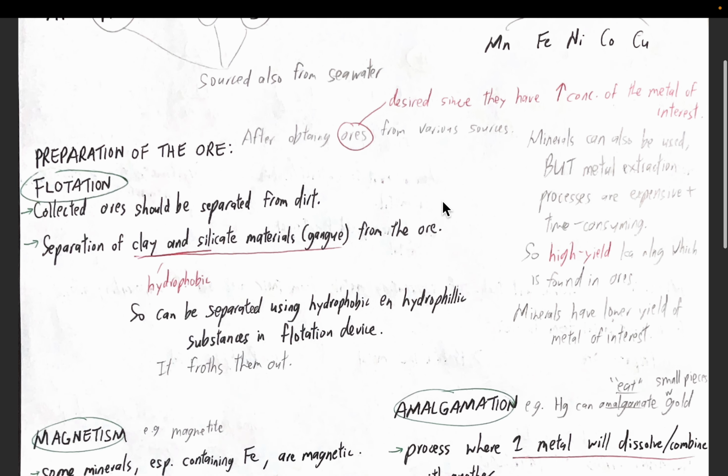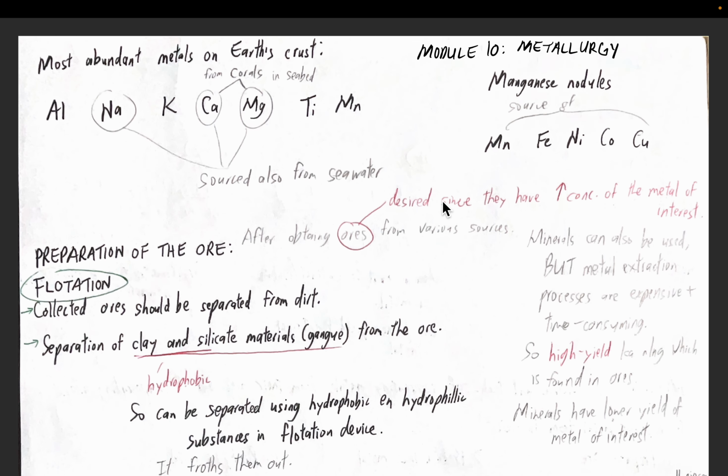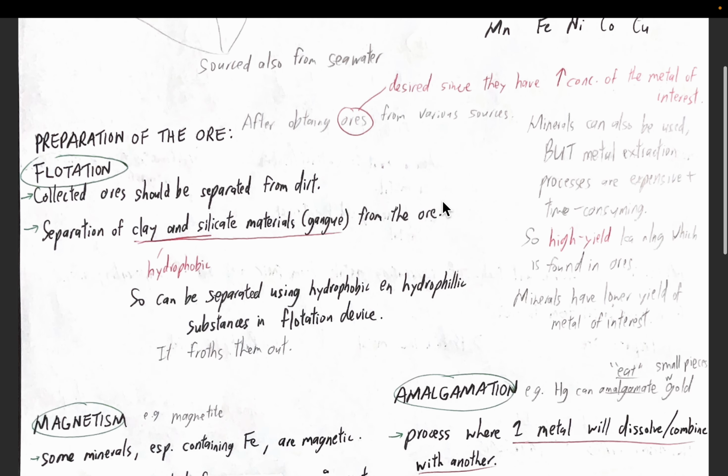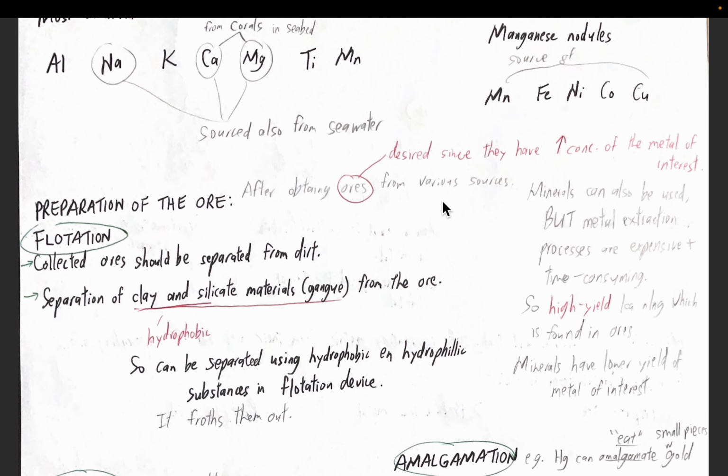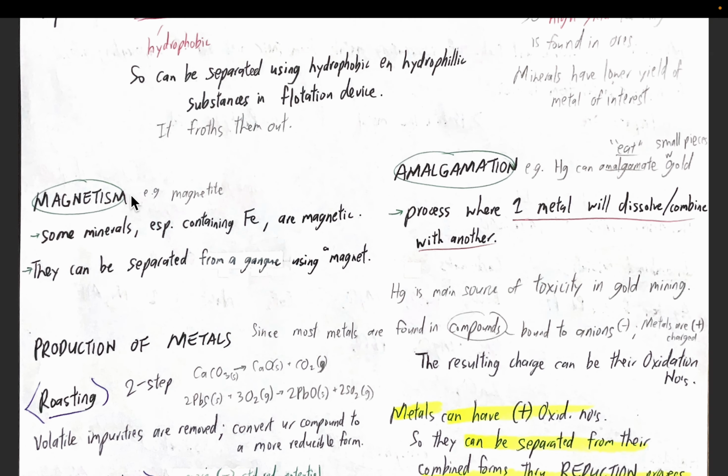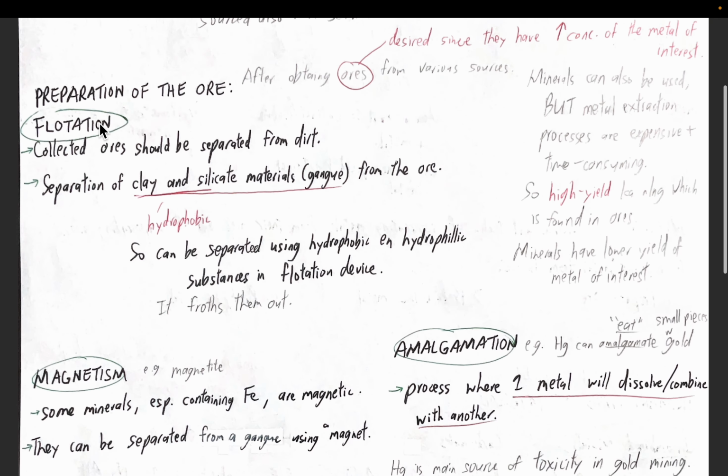Okay, so in metallurgy, there are various processes that we have to know. I believe the first thing is the phase where we prepare the ore. So, after obtaining the ores from various sources, ores, by the way, are desired because they have a high concentration of the metal of interest. So, we start preparing them. There are various ways to do it. We have flotation, magnetism, and amalgamation.